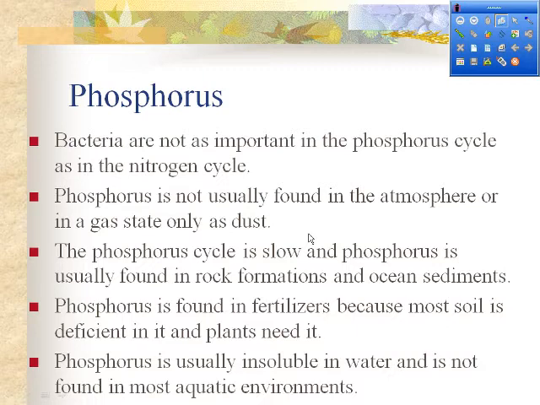Phosphorus is not usually found in the atmosphere like nitrogen is. It's much slower than the nitrogen cycle, and found more in rock and ocean sediments as opposed to air and soil. It's usually put in fertilizers because the soil doesn't have as much, because it's normally in rock and ocean sediments as opposed to the soil.